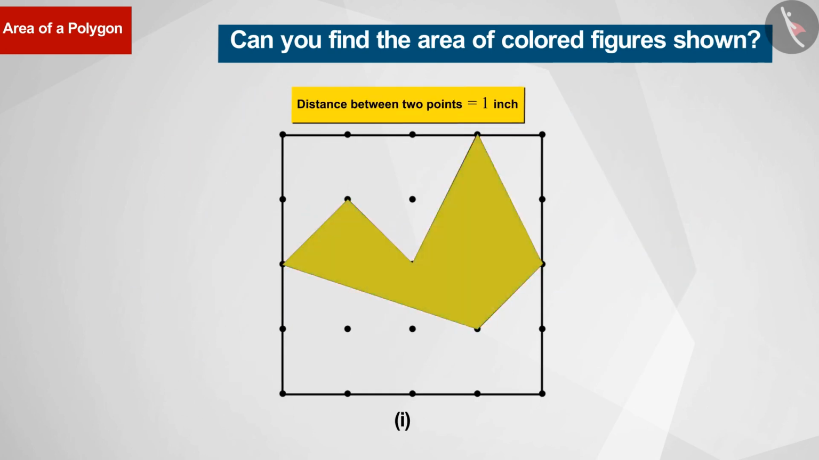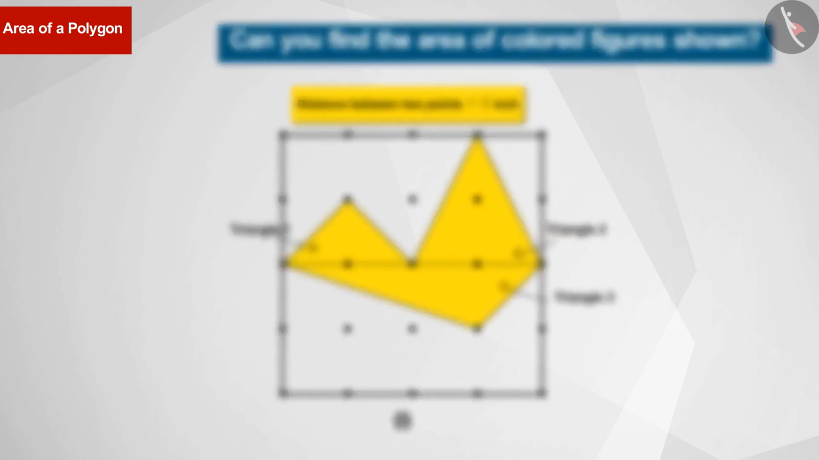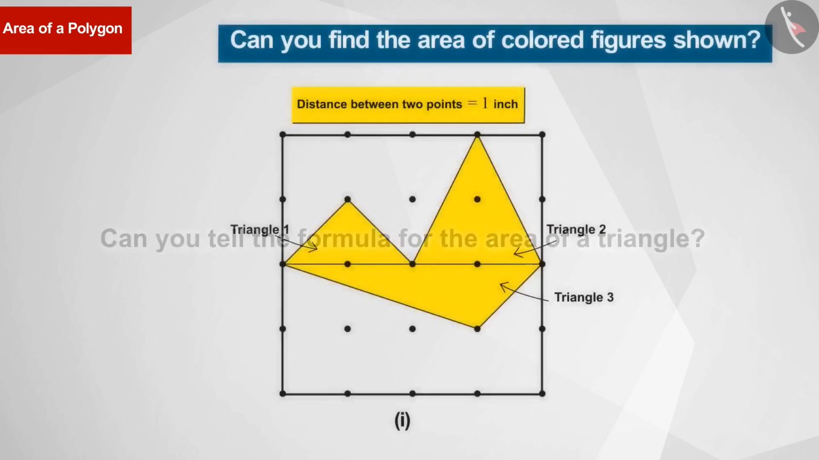This is a polygon, whose area can be found by the method we learned in the previous video. If we connect these points of this shape in a straight line, you can see that we get three triangles, which we can classify as triangle 1, triangle 2, triangle 3. Can you tell the formula for the area of a triangle? Well done. The formula for the area of a triangle is 1 by 2 times the base times the height.